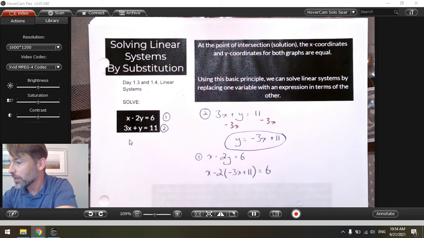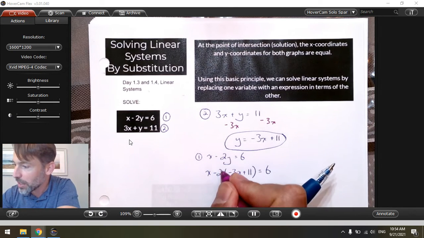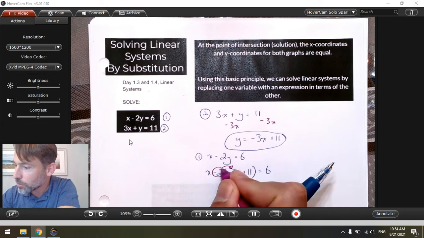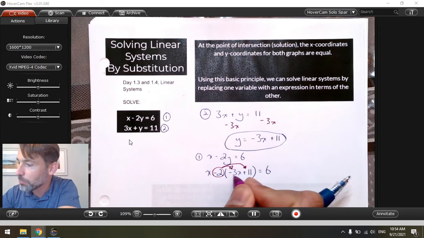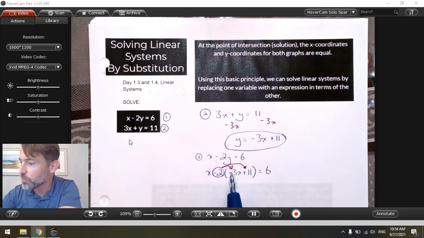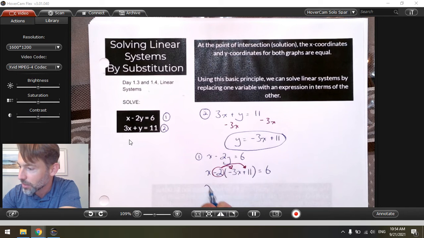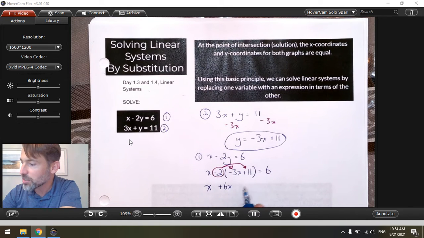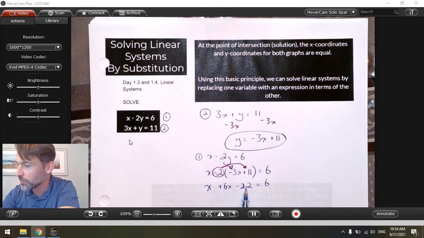So let's do it. Now, first thing I'm going to do is expand this 2 into the bracket. I see that I have a binomial there, two terms linked by addition or subtraction. So I have to expand that in. Negative 2 times negative 3 is 6. So I have x plus 6x. Negative 2 times positive 11, negative 22, is equal to 6. So all I did was I expanded that, and it gave me this.